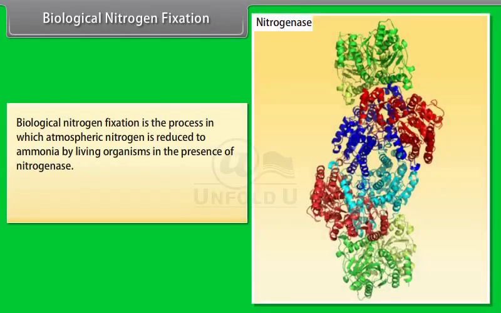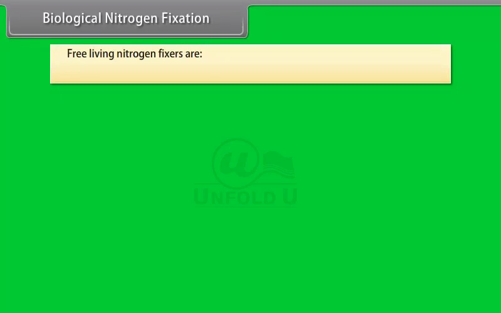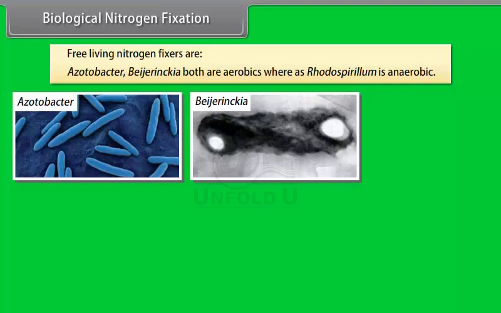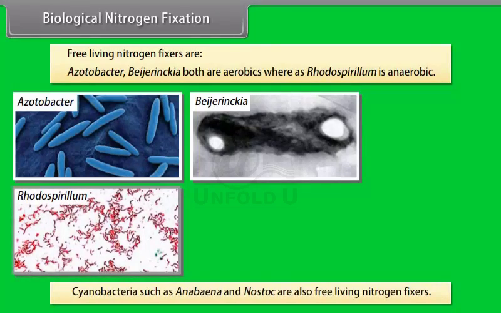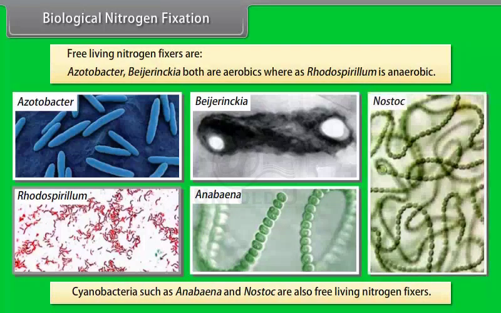Biological nitrogen fixation. Biological nitrogen fixation is the process in which atmospheric nitrogen is reduced to ammonia by living organisms in the presence of nitrogenase. The nitrogen-fixing bacteria may be free-living or symbiont. Free-living nitrogen fixers are Azotobacter and Beijerinckia. Both are aerobic, whereas Rhodospirillum is anaerobic. Cyanobacteria such as Anabaena and Nostoc are also free-living nitrogen fixers.